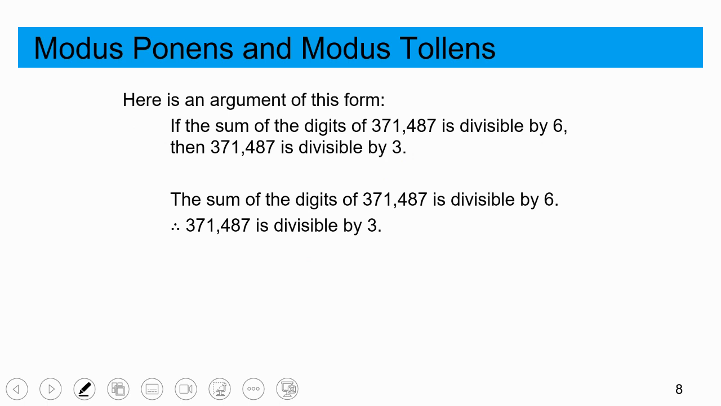Here is a specific example of this form. It says if the sum of the digits of this number is divisible by 6, then the number is divisible by 3. Okay, so there's your if-then. The second statement, the sum of the digits is divisible by 6. Our conclusion, the number is also divisible by 3.